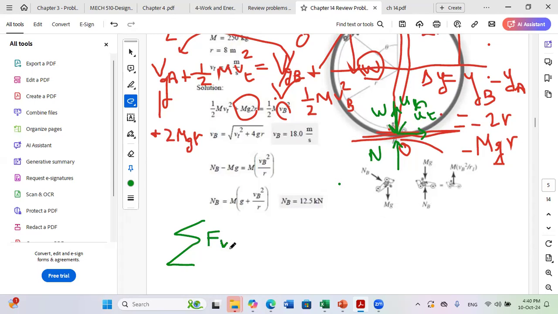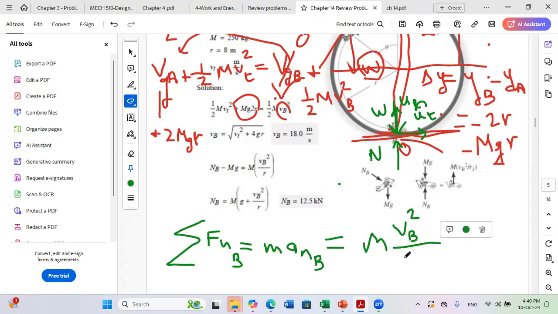equals m a_n. And you know that by definition, the normal acceleration is equal to V square over R. Since you are applying at point B, you need the normal acceleration at B. So it's equal to the mass times VB square, the velocity when we reach point B, over the radius r.